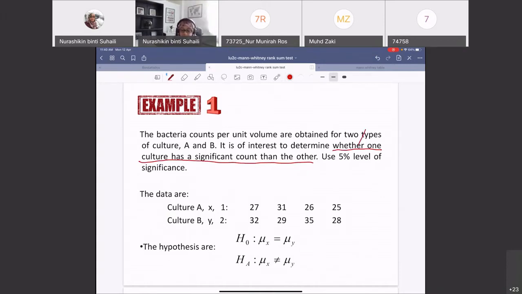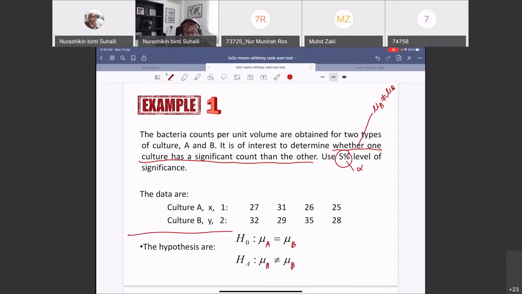So in this case, this is actually a hint that your alternative hypothesis should be A not equal to B. Okay, because it's not stated which one is bigger or not. So this one should be A and B, or X, Y, right. Use 5% level of significance. So this is the alpha value. Okay. So these are the data given to you.